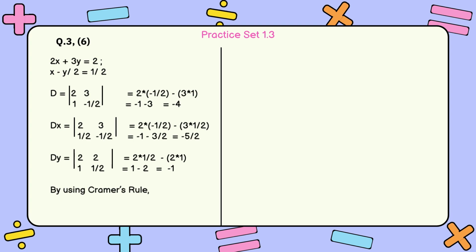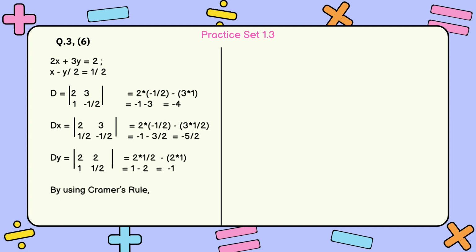In that we get 2 into minus 1 upon 2 minus 3 into 1 upon 2. Now the solution is minus 1 minus 3 upon 2. They are both minus, but they do not have the same denominator, so we have to make the denominator 2. So we'll multiply minus 1 by 2 and we get minus 2 minus 3 upon 2. The solution for Dx is minus 5 upon 2.